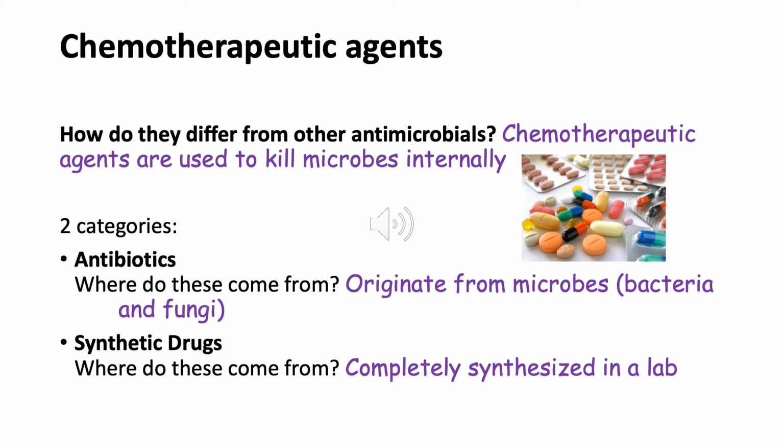So antibiotics are considered chemotherapeutic agents. So how do antibiotics differ from other antimicrobials? Well, antibiotics and chemotherapeutic agents are used to kill microbes internally, so not on the surface, but inside the body. And there's two categories of chemotherapeutic agents for killing microbes. They're antibiotics. And where do antibiotics come from? Well, they originate from microbes. Bacteria and fungi actually produce antibiotics. And then the second category is synthetic drugs, and those are completely synthesized in a lab.